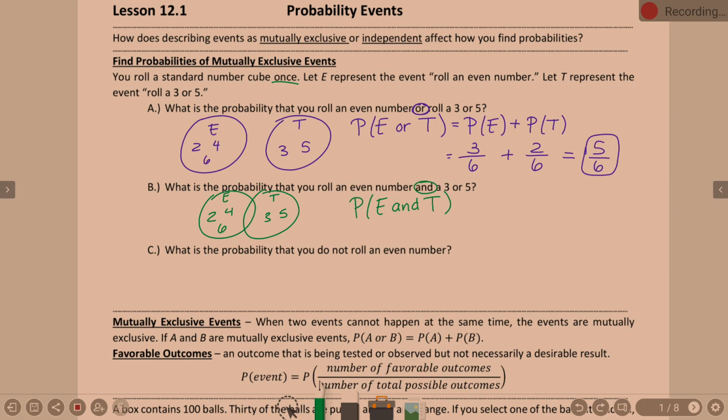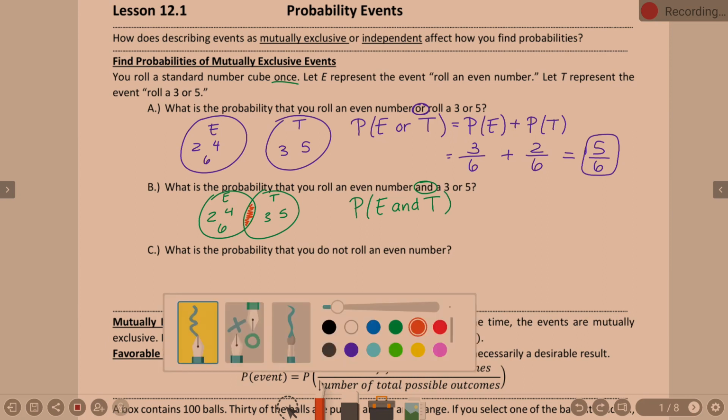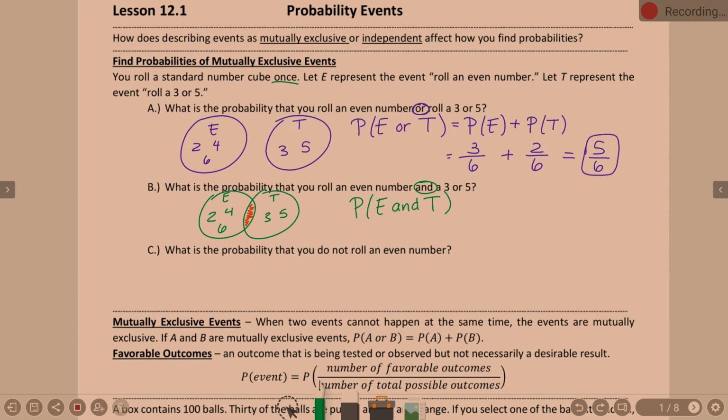Where's the and section there? Where's the and section in that picture? If you're rolling an even and a 3 or a 5, where's it going to have to land? We're looking for the overlap. How many numbers overlap between 2, 4, 6 and 3 and 5? None of them overlap, do they? Okay, so with that in mind, if we had some overlap, it'd be a different story. But since there's no overlap, that is 0 out of 6, which is just 0.